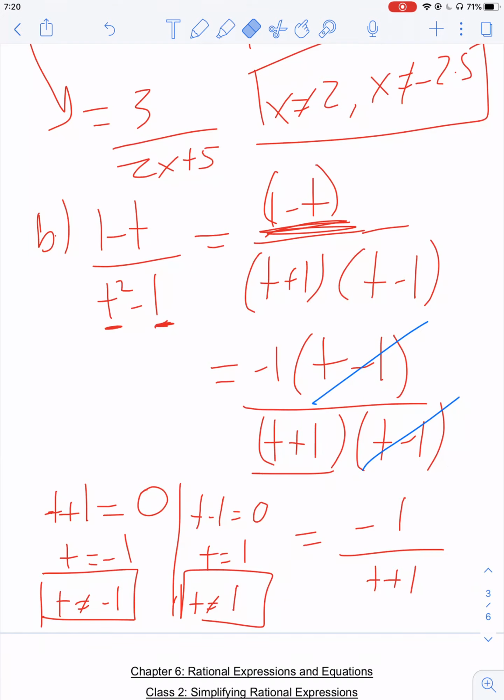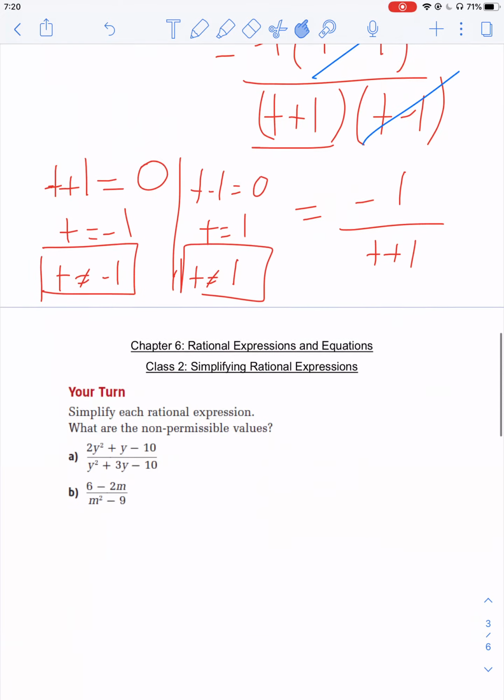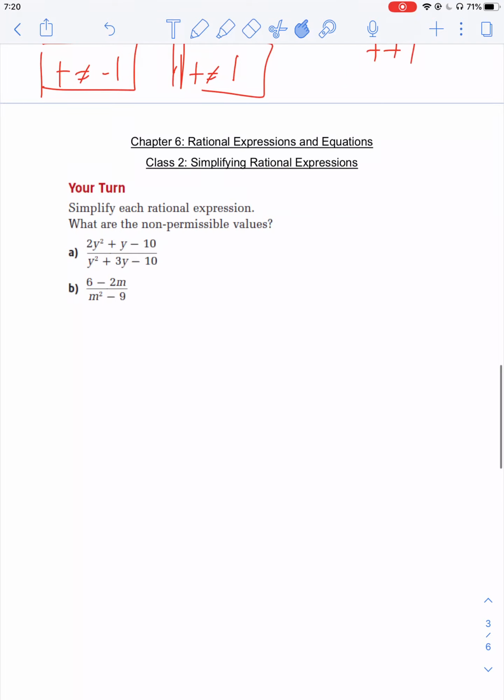So now what I want you to do is practice simplifying these rational expressions. And while you're simplifying, also state the non-permissible value, or the restriction, okay? So pause the video, try doing these questions. I'm just gonna proceed anyway.